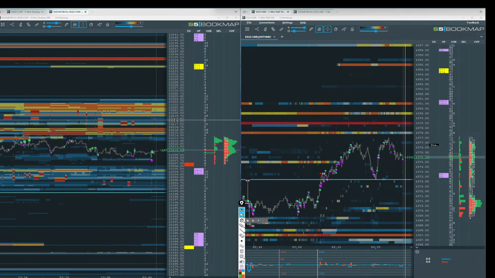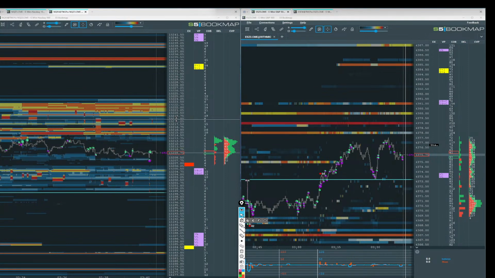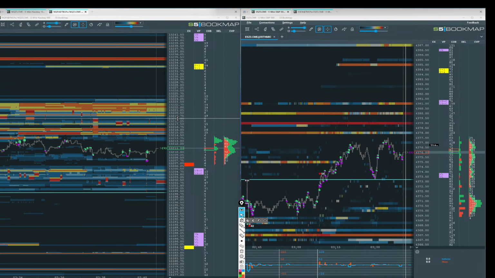And if NQ is back in its ETH value, or already back in its RTH value as well, there's always the chance that it's going to traverse the entire value, in which case it would likely tag settlement eventually.